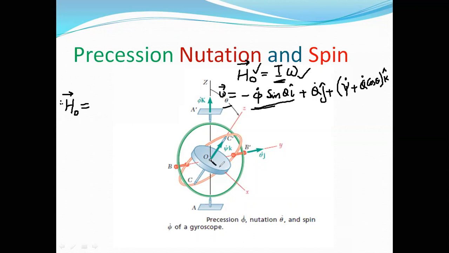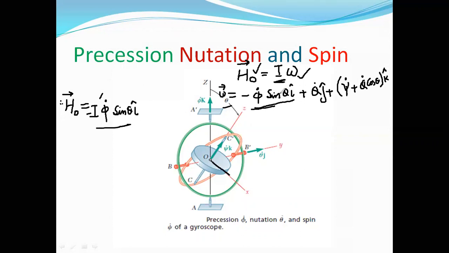We have to multiply it with the corresponding moment of inertia, and the moment of inertia along the x-axis we are seeing is I prime. So it will be minus I prime phi dot sine theta I cap. This term gives us the angular momentum about the x-axis.